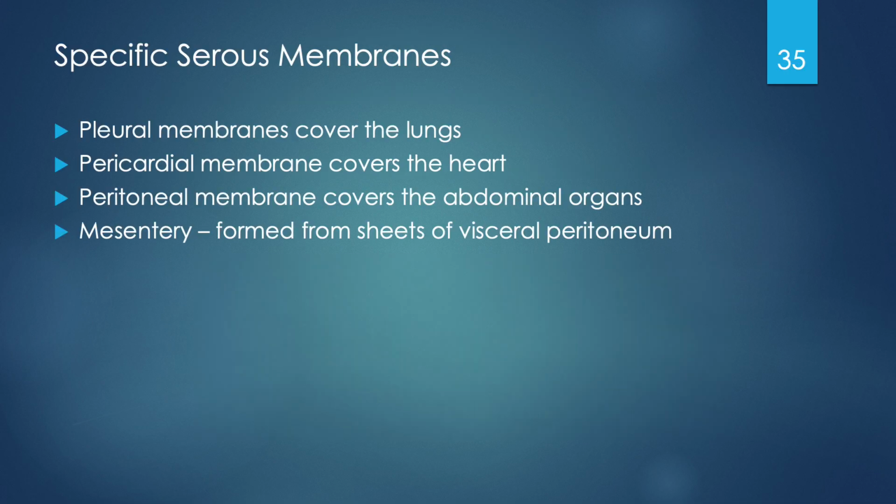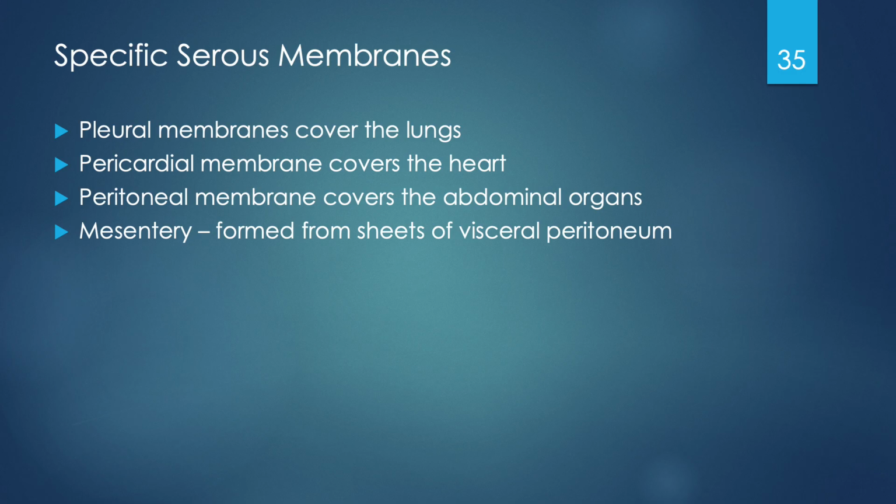So we have specific names for specific serous membranes, so we can refer to them individually. The membranes that cover the lungs are the pleural membranes. Anything around the heart is the pericardial cavity, so the pericardial membrane is what covers the heart. And then our peritoneum is basically covering our entire abdomen and abdominal organs. So that's our peritoneal serous membrane.